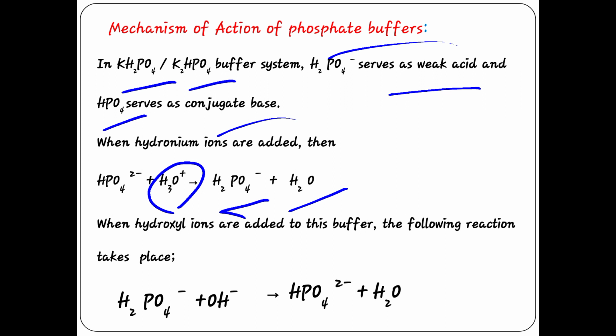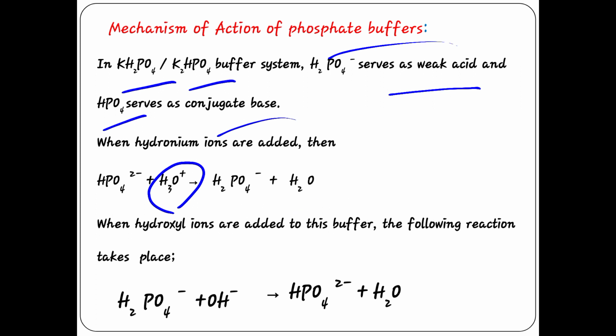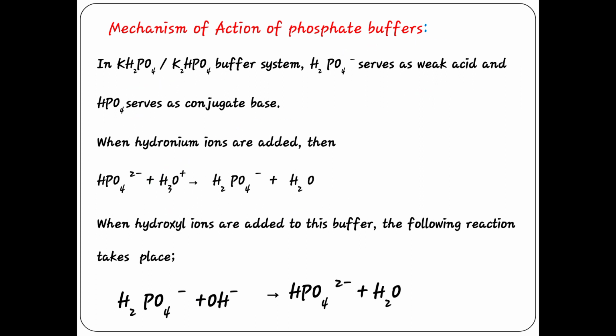When hydroxyl ion is added to this buffer, the following reaction takes place. The OH minus ion reacts with the dihydrogen phosphate ion to form monohydrogen phosphate ion, HPO4 2 minus, plus water. These are the mechanisms of action of the phosphate buffer solution.